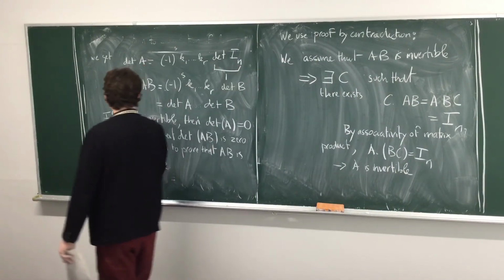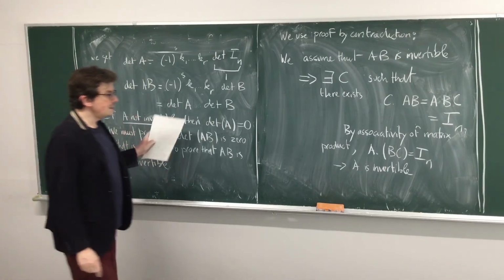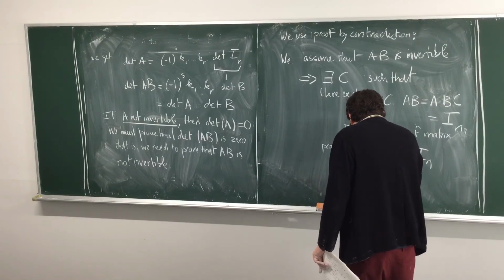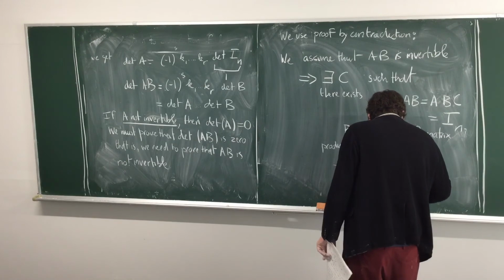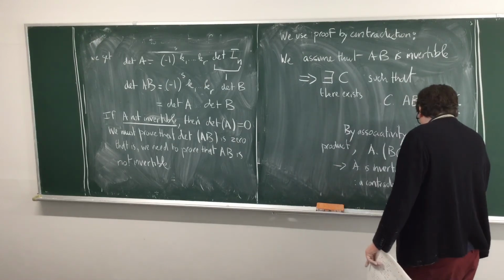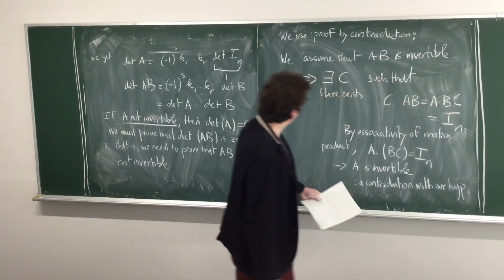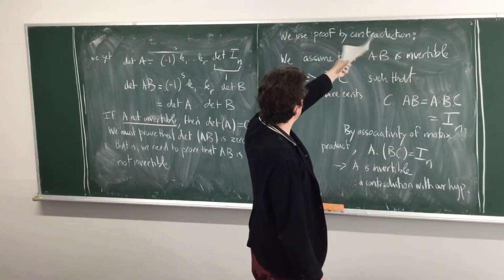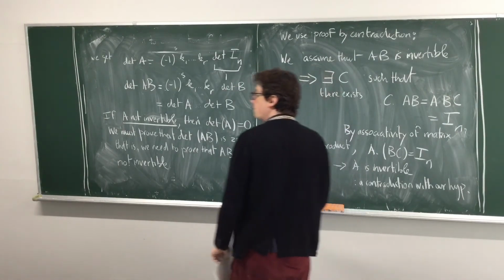But look at that. We were in the case where A is not invertible. So this is a contradiction with our hypothesis. It's a contradiction, which means that this hypothesis is wrong, and this is how we do proof by contradiction. So AB is not invertible. Okay.